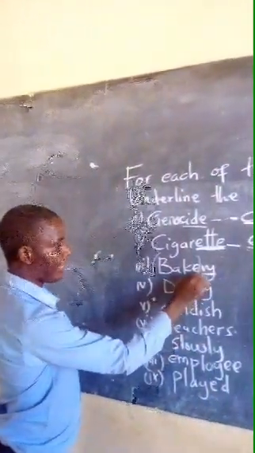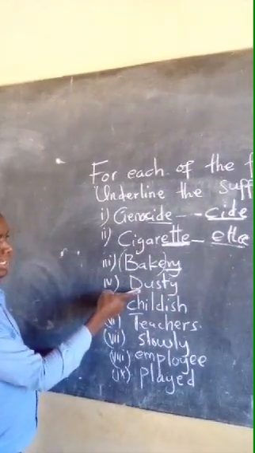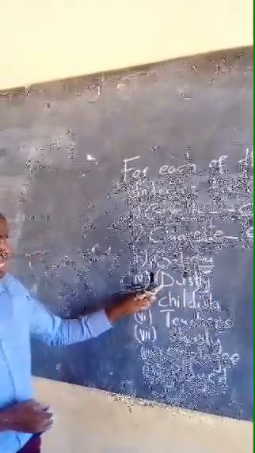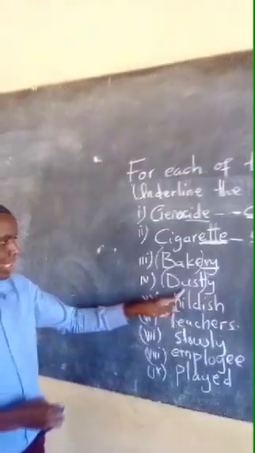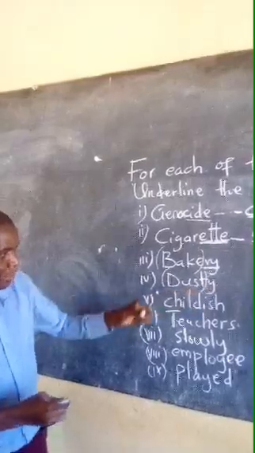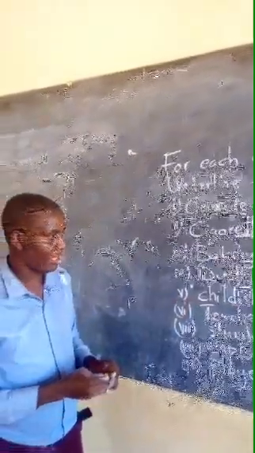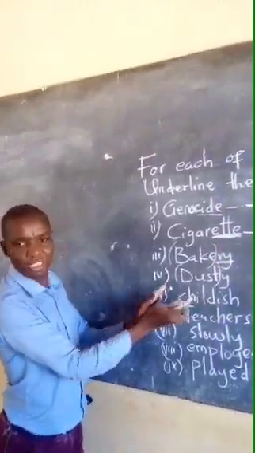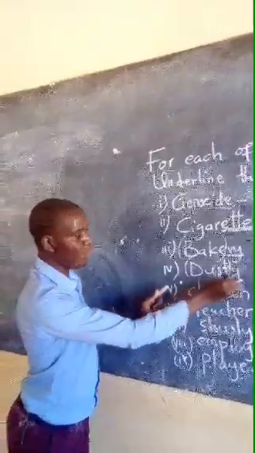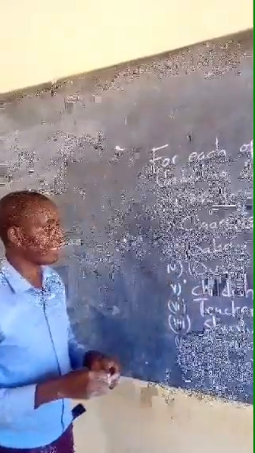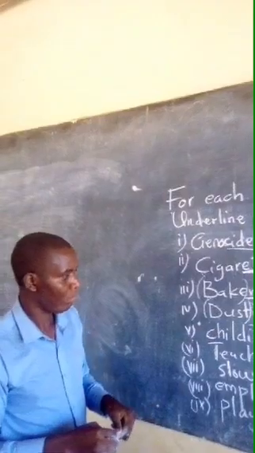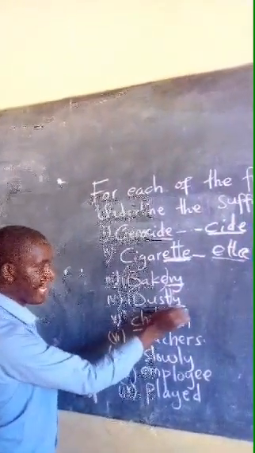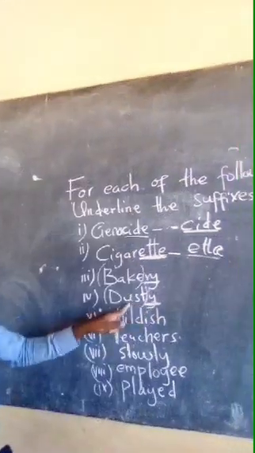Another word is dusty. If you take this away, you get the word dust. The particle which remains here is y. Even if you remove it, what remains is a very meaningful word, and what you remove is the suffix. You underline only y, and this y makes the word an adjective.